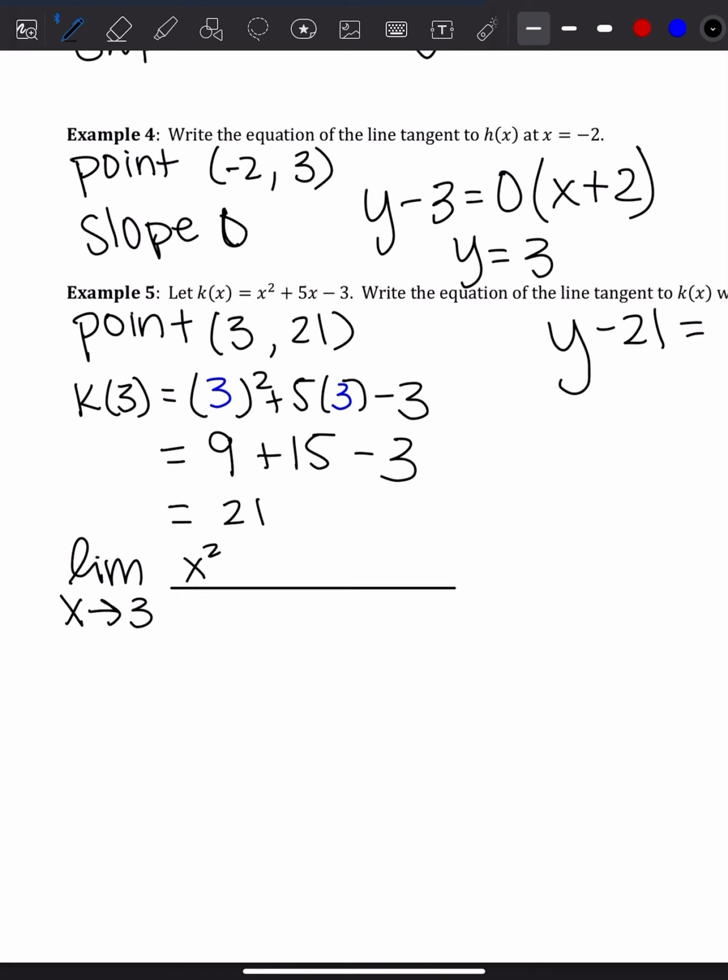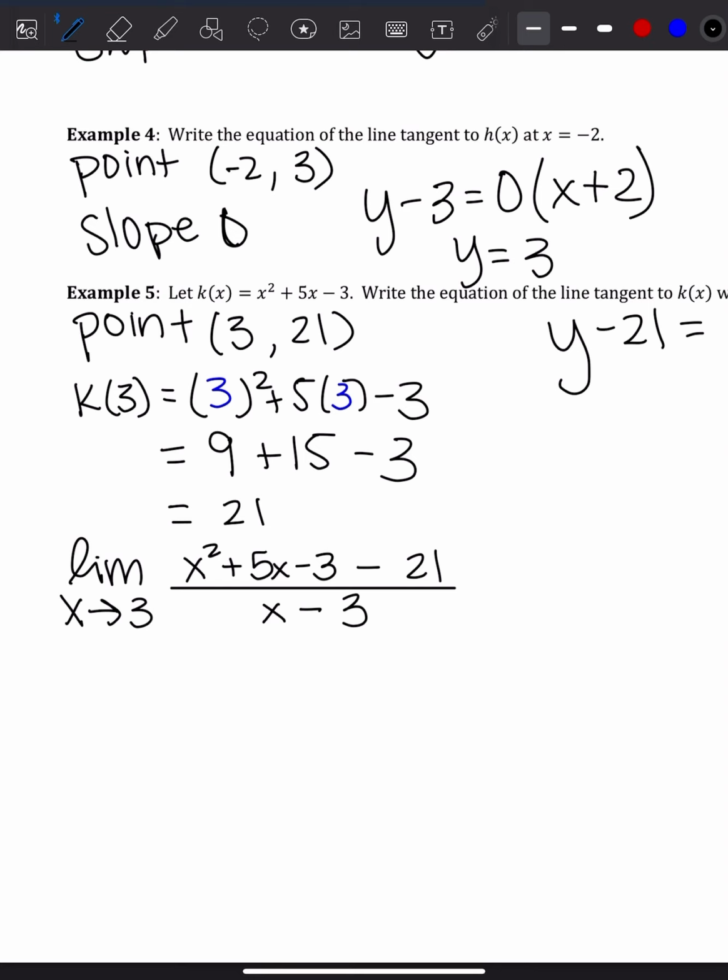So x squared plus 5x minus 3. And we are going to subtract f of a. So in our case, f of a is our k of 3 that we found, which was 21. In the denominator, we have x minus our a value, which in this case is 3. So if I were to plug this in as is, it's going to give me 0 over 0, which means I need to try something else.